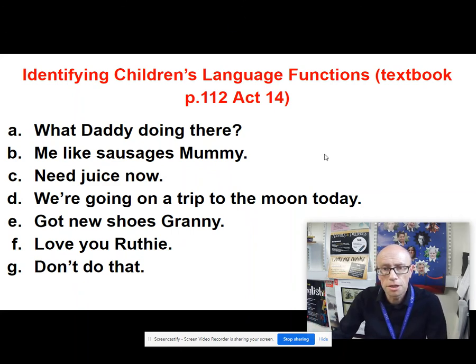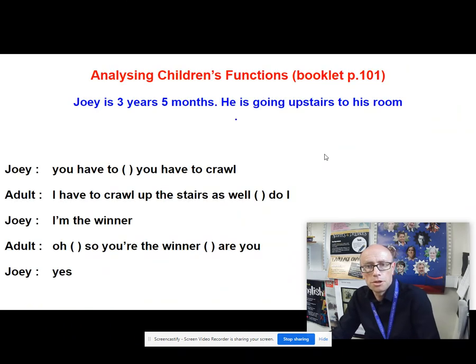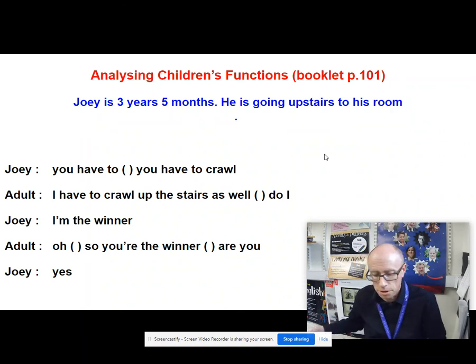Okay, so if you were actually using this information in the exam, I would point you towards this little bit of transcript. Now, in your booklet, if you're in my class, this would be on page 101, and this is taken from the specimen paper from the AQA, where we've got Joey. And he's 3.5 years old. To be precise, he's 3 years, 5 months old. He's going upstairs to his room, and he's with his caregiver.